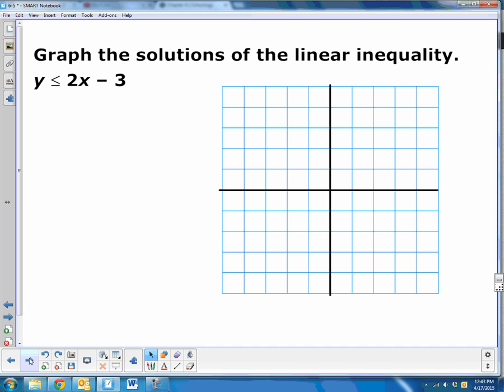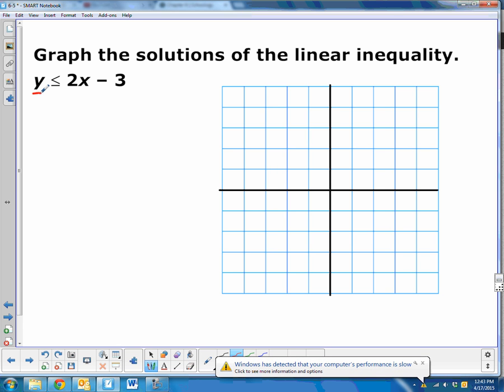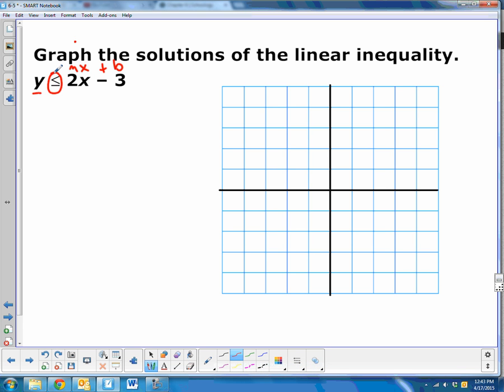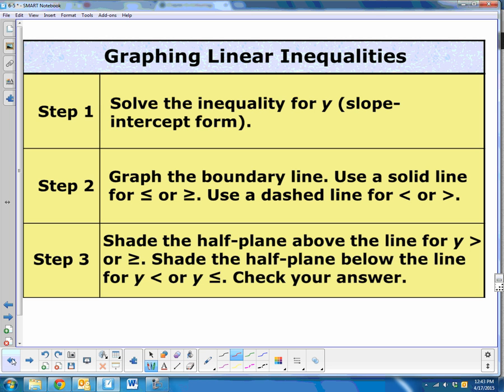So let's do an example. I'm going to start with step 1. I'm going to get y by itself. In this case, we're good to go. Y is all by itself. Y equals mx plus b. We've got our slope-intercept form. Now I'm going to graph it. Now I notice that it's y is less than or equal to. And so if it could be equal to, it's a solid line.